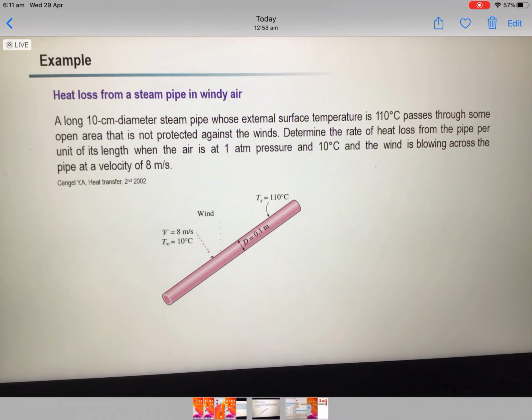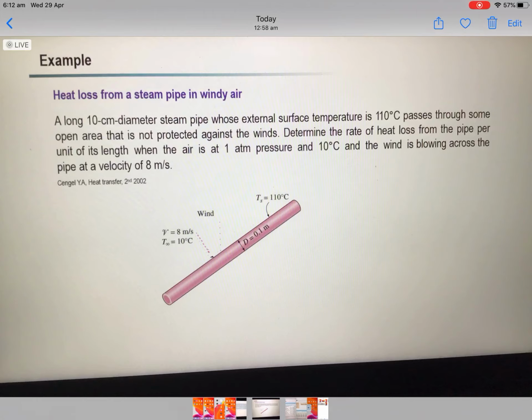Alright, so now we'll solve this question. You can see this is the problem. We need to calculate the heat loss from a steam pipe in windy air. So you can see this picture here. This is a long steam pipe with 10 centimeter diameter, and the surface temperature is given as 110 degrees centigrade.